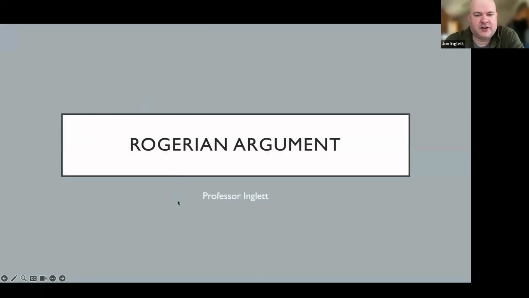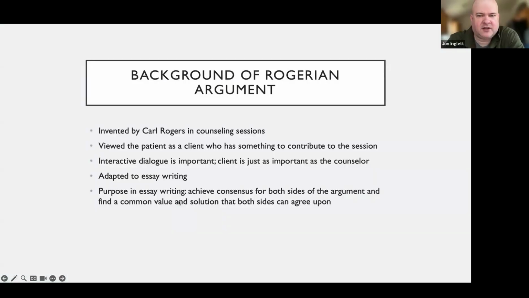All right, Rogerian argument. A little bit of background of the Rogerian argument. It was invented by Carl Rogers during counseling sessions. He viewed the patient as a client who has something to contribute to the session, and interactive dialogue is important. The client is just as important as the counselor in a counseling session.